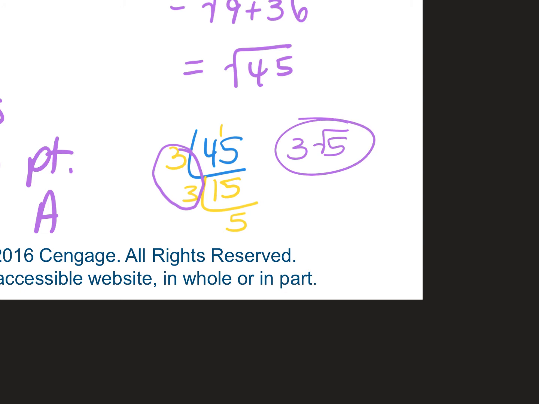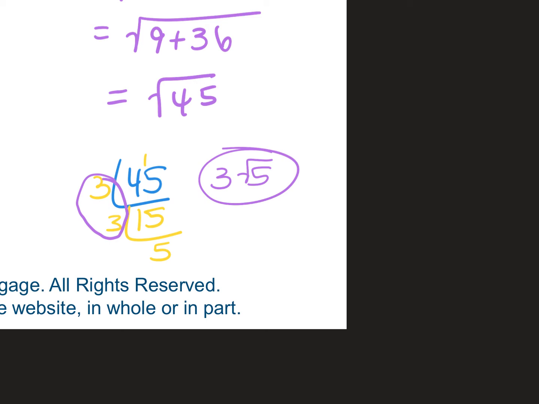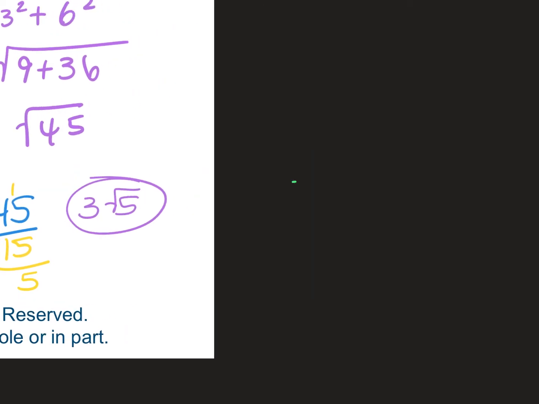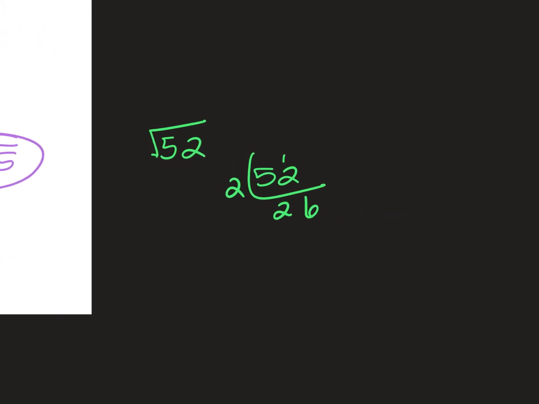All right, we're going to work on this a little more because this can be a little difficult. Say you had square root of 52. And you're like, that might break down, I think. I don't know. So we're going to do our upside down division. Does 2 go into 52? Yeah. 2 goes into 5 twice with 1 left over. So 2 goes into 12 6 times. Does 2 go into 26? Yeah. How many times?